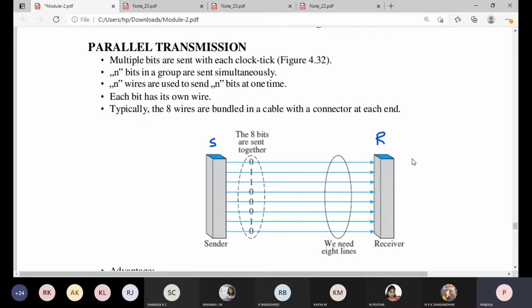Is it clear? What is the requirement here? Parallel transmission requires a number of wires. If you want to send n bits, it requires n wires connected. Clearly it is given in the diagram: each wire is carrying 1 bit of information, and all these bits are sent parallelly at a time, simultaneously. All these 8 bits are sent to the receiver simultaneously at once.